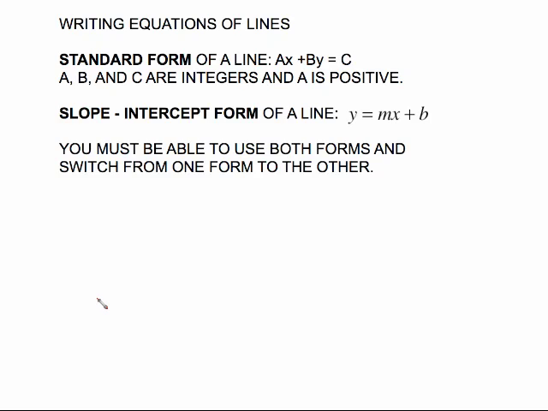First video in a series on writing equations of lines. There are two basic forms of lines that are used commonly. One is called the standard form of a line, and that's ax plus by equals c, where a, b, and c are integers and a must be positive. There's another form, which is a more useful form, called slope-intercept form, and that is y equals mx plus b.